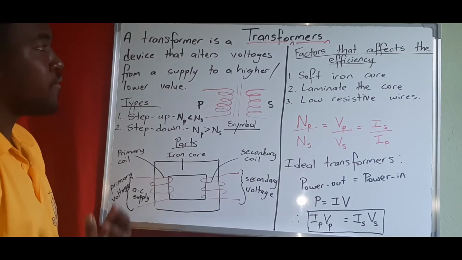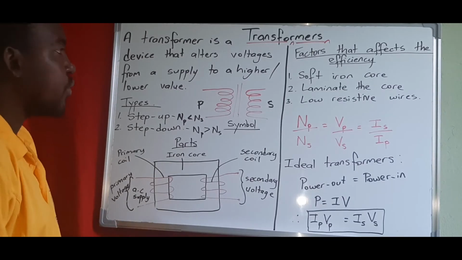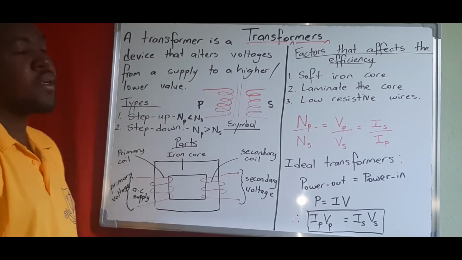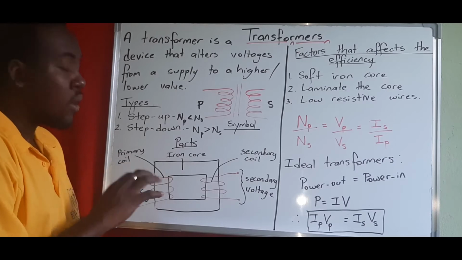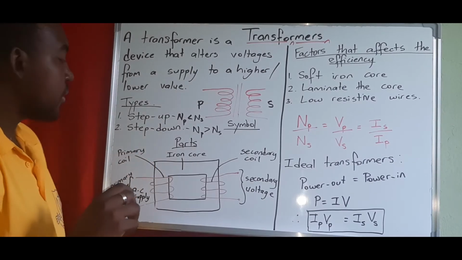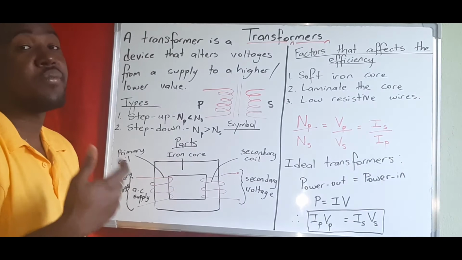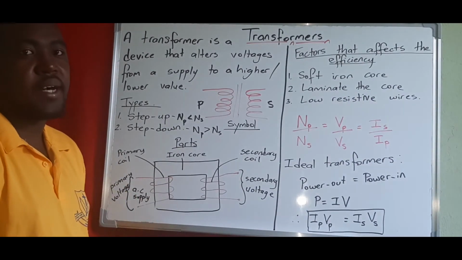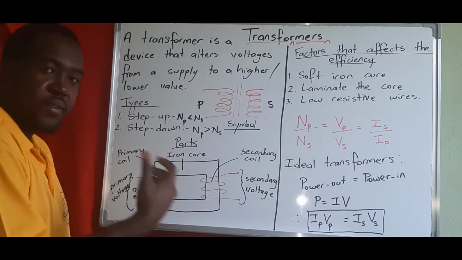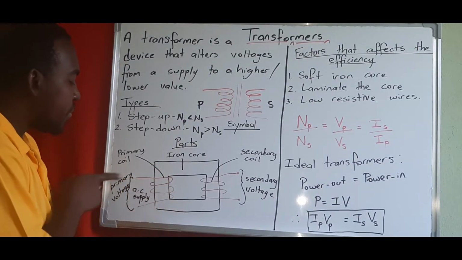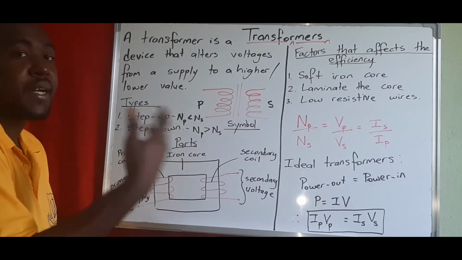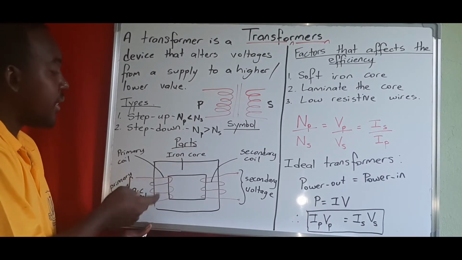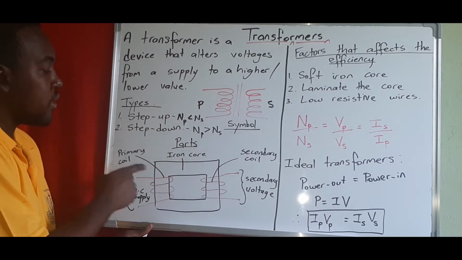So let's look now at how we create these transformers. How do we get efficient performance from our transformers? The first is to use a soft iron core. The reason for a soft iron core is because the softness actually talks about the magnetism of the iron, how well it is able to be magnetized. Remember the lesson yesterday: when current passes through a wire, it produces a magnetic field. That magnetic field from our primary coil will induce a magnetic field in our core.